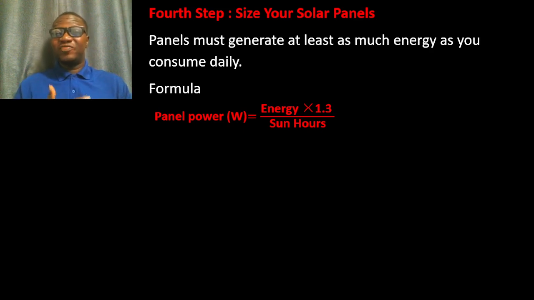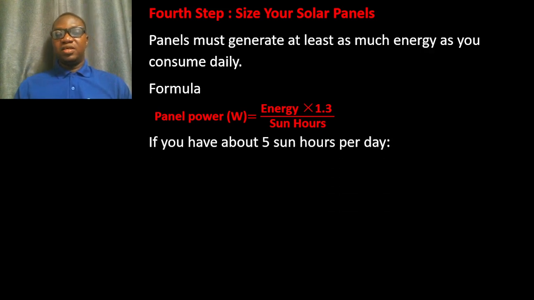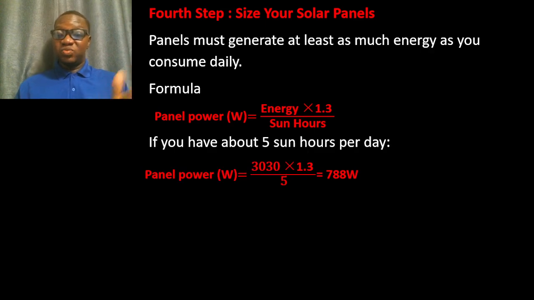Like in Nigeria now, you can see 4 to 5 hours. That's the peak time, the maximum time we have our peak sun, around 4 to 5 hours. So the power of your panels is equals to energy multiplied by 1.3 over the sun hours. If you have about 5 sun hours per day, just the assumption that I'm using, and the energy as we have calculated is 3030 multiplied by 1.3 divided by 5. So the total panel power that you need is 788 watts.